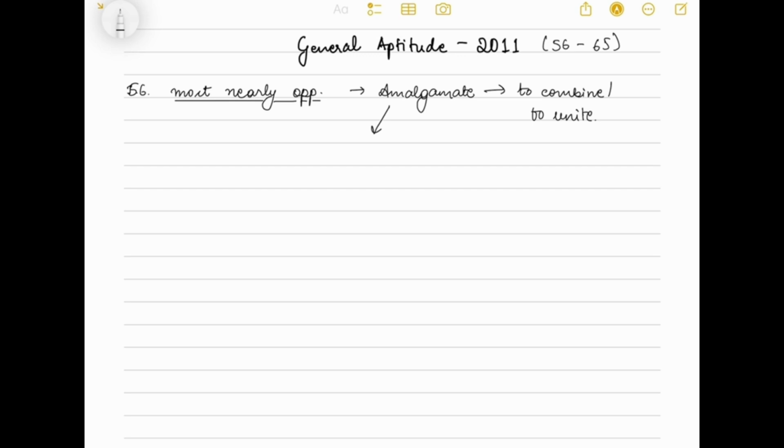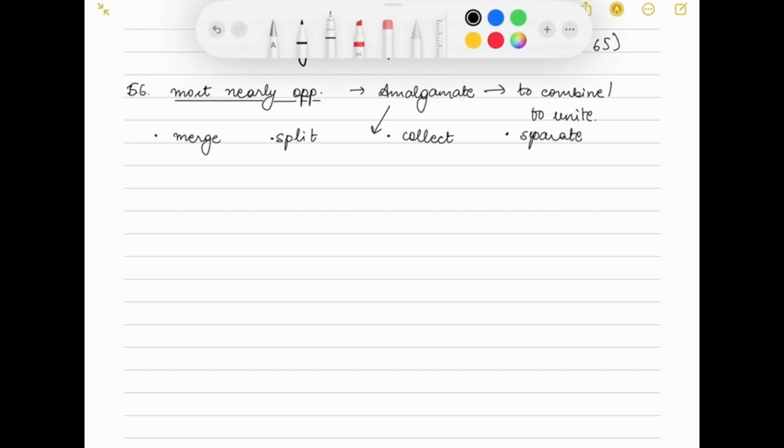There were four options. One was merge, then split, then collect, and then separate. Because amalgamate means to combine or to unite, we will go with the option of separate, because then we are dividing. We are not choosing split, we are going with separate.